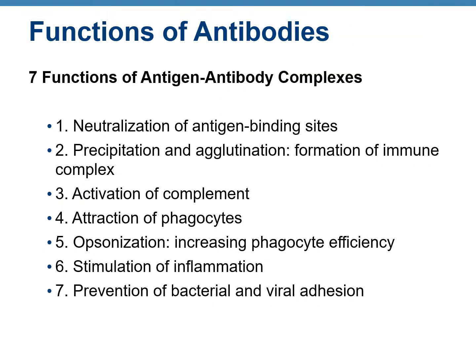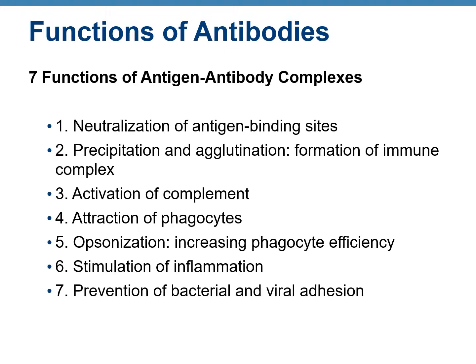Antibodies have 7 functions, or these are the 7 steps by which antibodies inactivate antigens. First, it binds to the antigen binding sites and neutralizes it. Second, it causes precipitation and agglutination, that means clumping of the antigen, and helps in formation of immune complex. Third, it activates complement proteins, which if you remember are a group of 20 proteins. Fourth, it attracts various types of phagocytes such as macrophages and microphages.